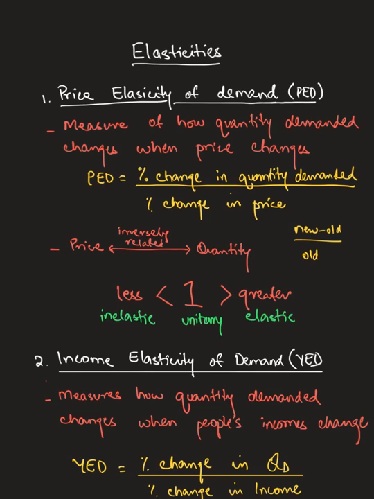The answer you get will either be equal to 1, greater than 1, or less than 1. If it's equal to 1, that means the quantity demanded changed by the same amount as the price change, so there was no real effect on the business. If it's elastic, that means the quantity demanded changed by much more than the percentage change in price. And if inelastic, the percentage change in quantity demanded was less than the percentage change in price.